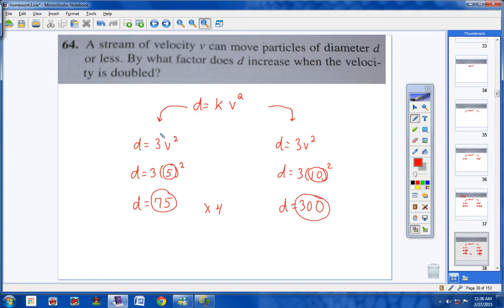So, Mr. Harry, you're telling us we could have used any number for k. Yeah, you could have used 8 if you wanted to. I'm not going to do that, but feel free to experiment. And you could have put 1,000 right here if you wanted to, as long as you put 2,000 over here, as long as you doubled it. And you'll get out a number here that's 4 times smaller than this number over here. Okay? So, when the velocity is doubled, the diameter is quadrupled.